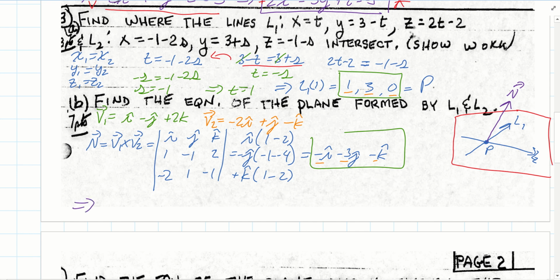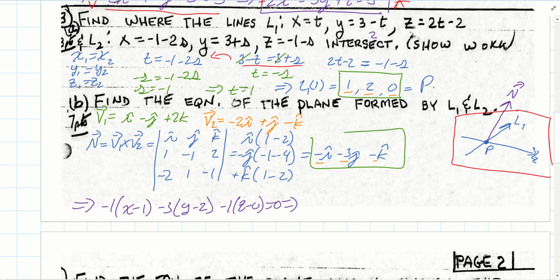And that will be negative 1 times x minus x naught, minus 3, which is going to be y minus 3. Oh, I just realized this should be a 2. My bad. So I'll have 3 minus 1 to be 2. So make sure I did all this right. Yep. All right, we're good. And then we'll have minus 1 times z minus 0 equals 0.